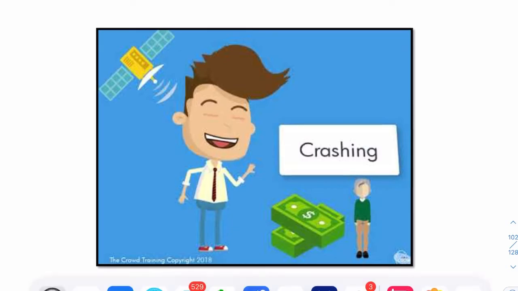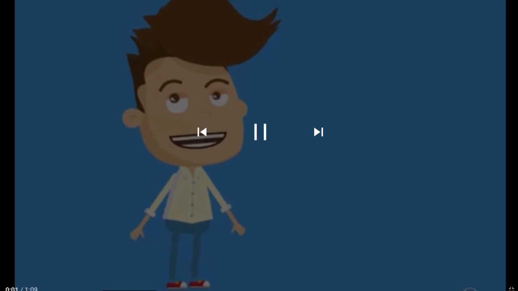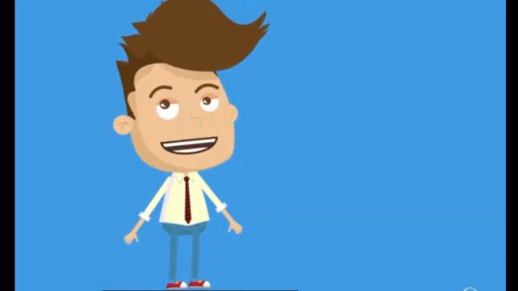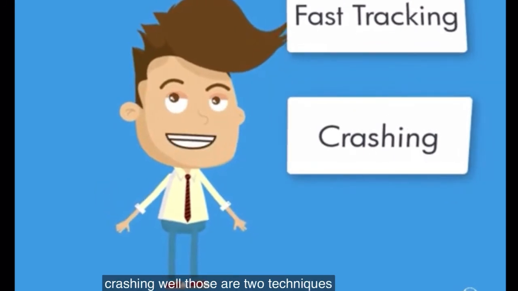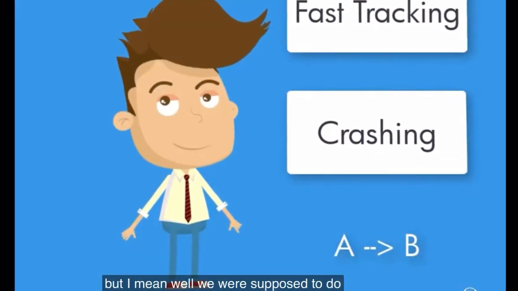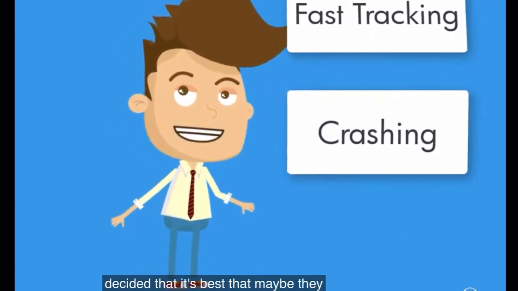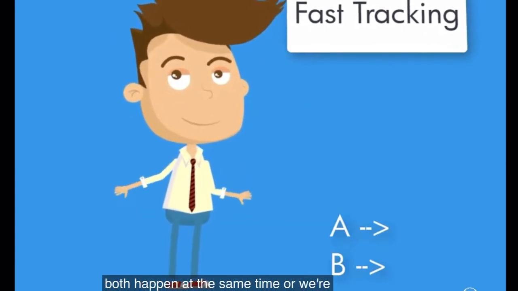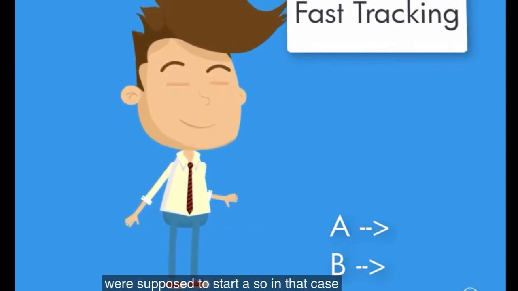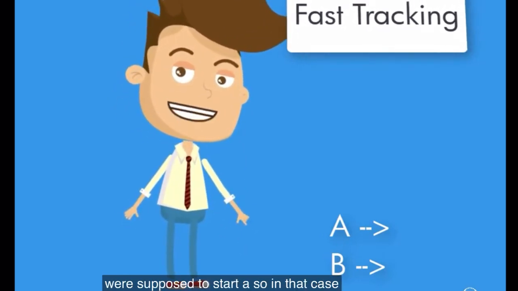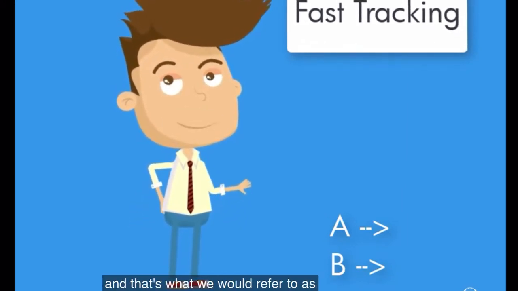So another little video for you that illustrates this difference. When we refer to fast tracking and crashing, those are 2 techniques. We were supposed to do activity A and then activity B. In this case, we've decided that maybe they both happen at the same time, or we're going to start B just slightly before we were supposed to start A. So we would have 2 things happen almost concurrently or simultaneously, and that's what we would refer to as fast tracking.